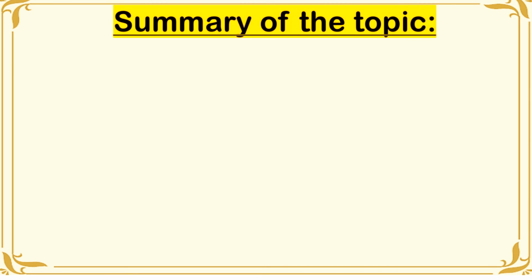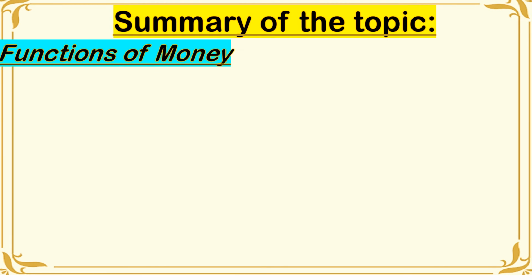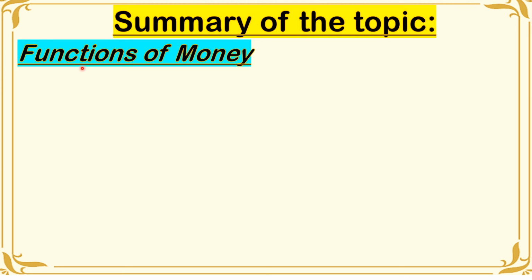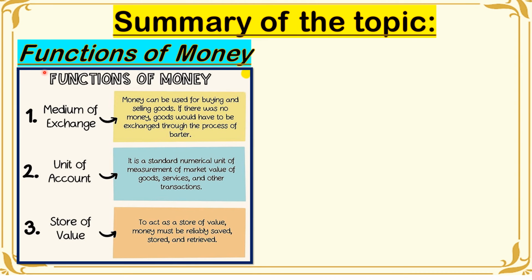Let's summarize the topic that we have discussed. So first, we have discussed the three functions of money, and they are medium of exchange. So money can be used for buying and selling goods. If there was no money, goods would have to be exchanged through the process of bartering, and we wouldn't like to do that anymore because it's not convenient, it's not easy for both parties.